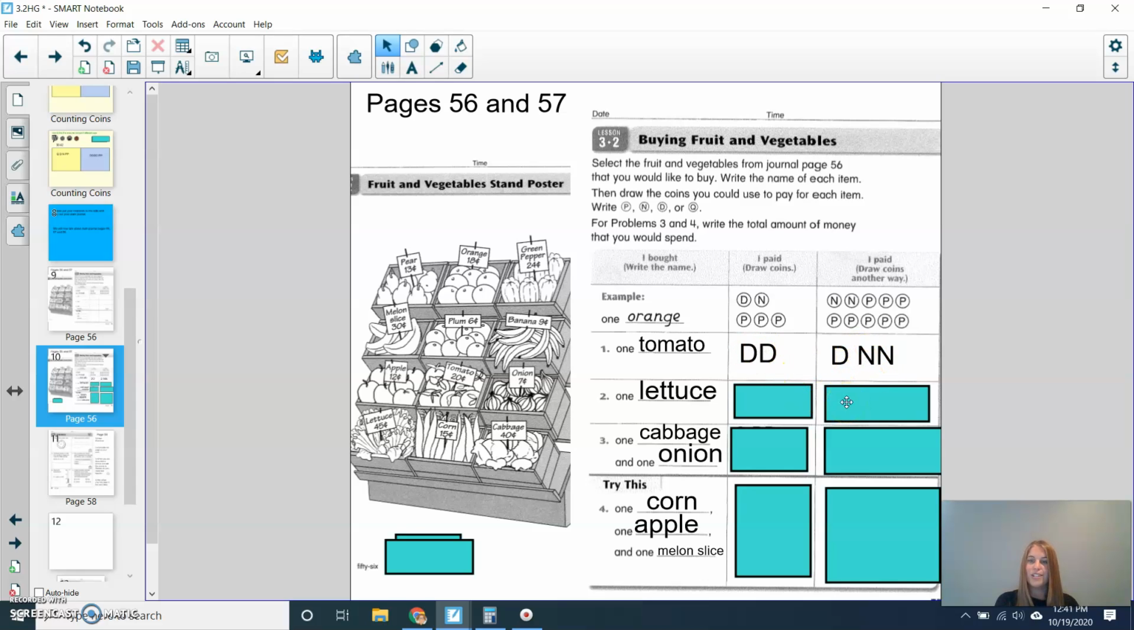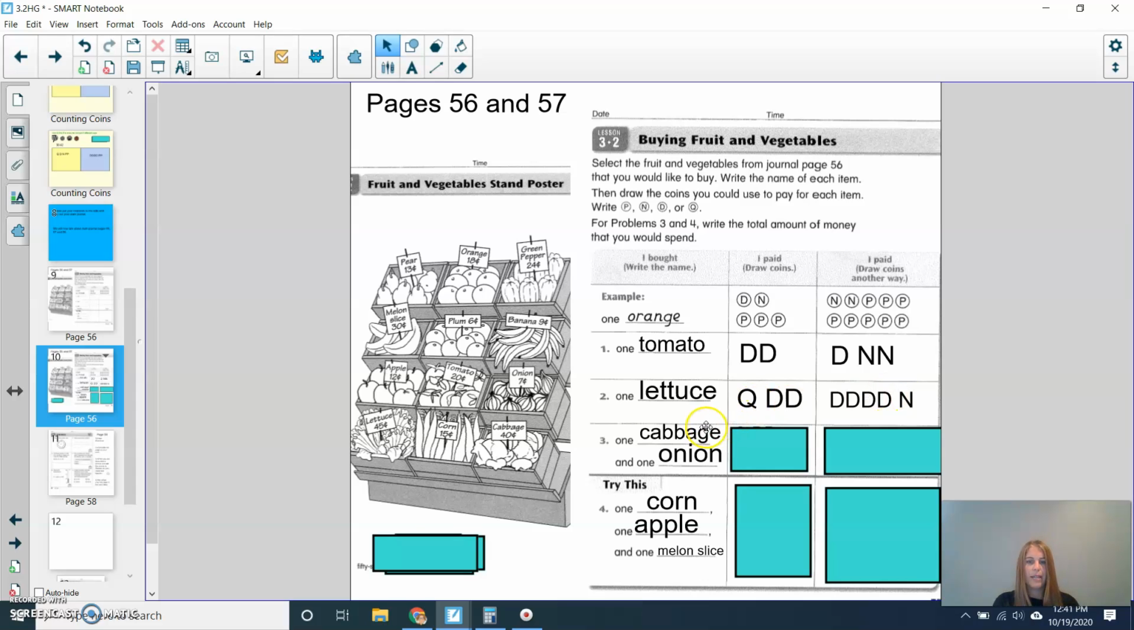Now there's other ways too that you could have gotten to 20. For my second item, I pick lettuce, and lettuce is 45 cents. So my first way, I used a quarter, which is 25, and then 2 dimes to get me to 35, 45. The second way, I used 4 dimes. 4 dimes equals 40 cents, and then a nickel is 5, giving me to 45 cents.